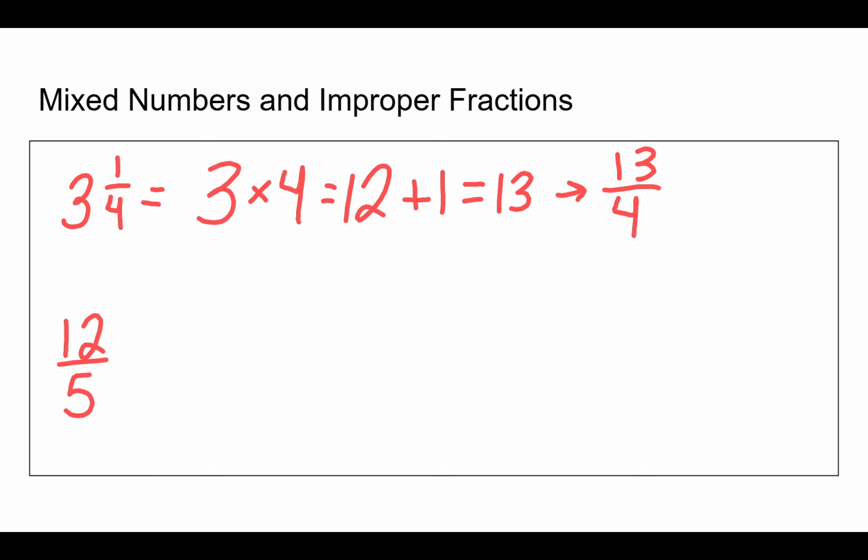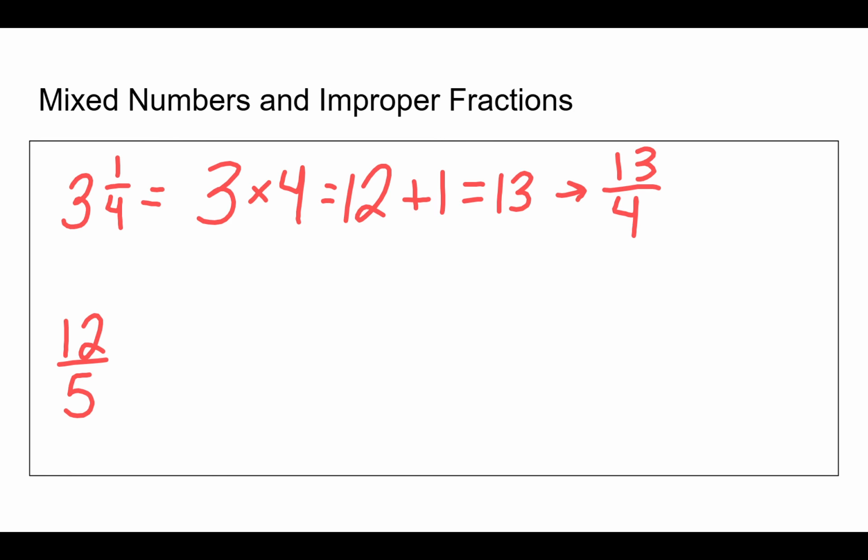So if you were to type 13 divided by 4 in your calculator, which is the same thing as 13 over 4, you would get 3 and 1/4 as your answer. And then you can change 3 and 1/4 to an improper fraction again by hitting second and that ABC function on your calculator. Okay, so let's look at 12/5.